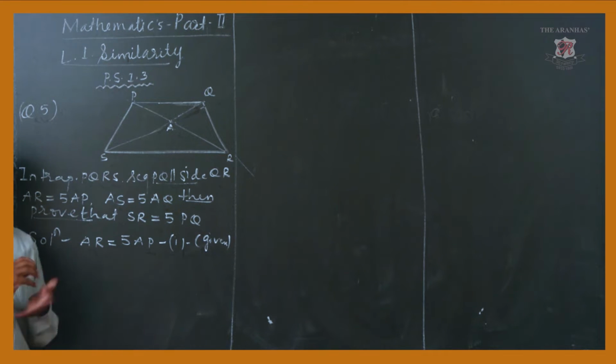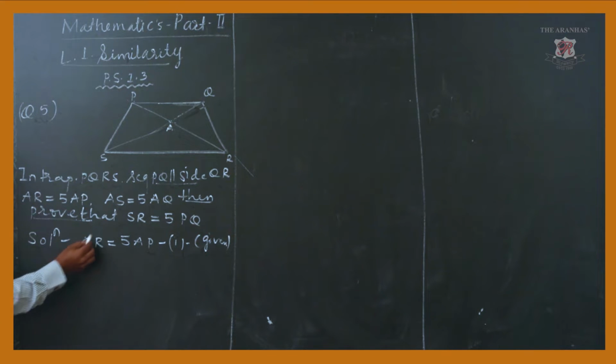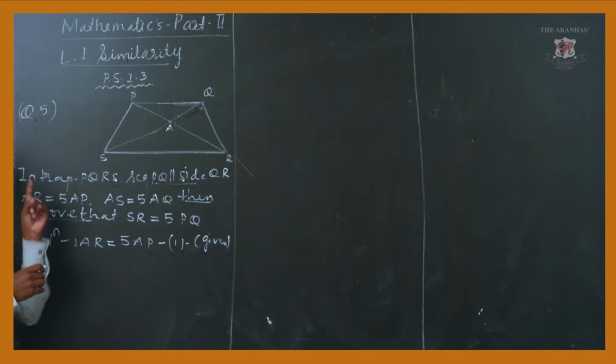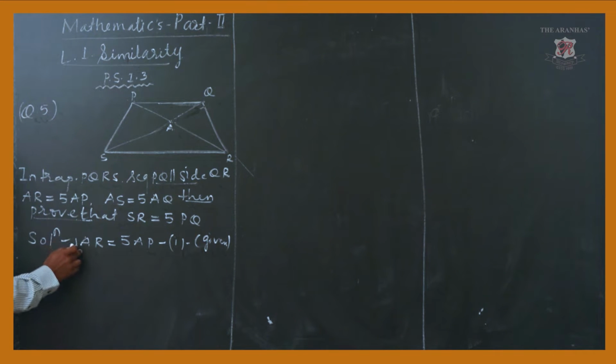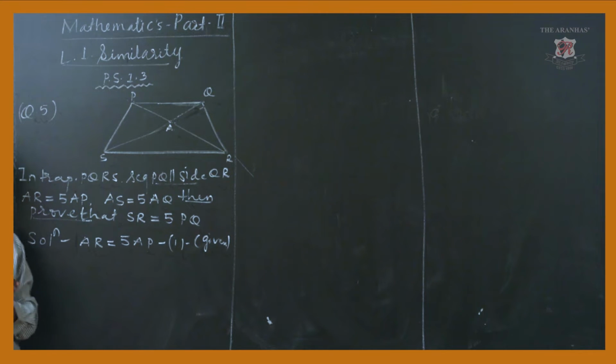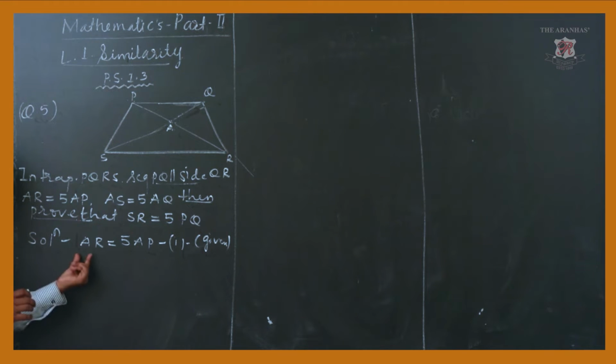AR segment is 5 times the AP. Let's see what is the relation between them. AR segment is written, which means it has 1 as the coefficient. 1 as the coefficient is such that we don't mention it, but it is already there. So 1 is already the coefficient of the segment AR, and AP's coefficient is 5. Now this relation is given.